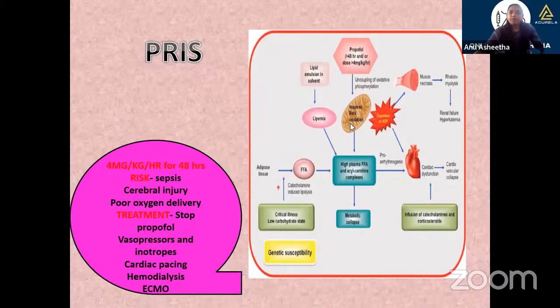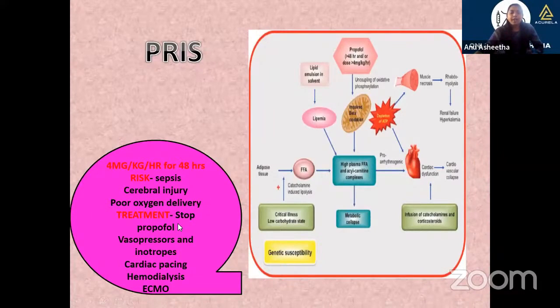Then it impairs beta oxidation of fatty acids. So there are high plasma free fatty acids, which cause lipemia. Propofol already has a lipid emulsion, which causes increased free fatty acid levels in the blood. In critically ill patients, there will be necrosis of fat and catecholamine-induced lipolysis, which itself increases the free fatty acid level. These free fatty acid levels and the acyl-carnitine complexes are pro-arrhythmogenic. That is, they cause cardiovascular arrhythmias, dysfunction, and collapse.